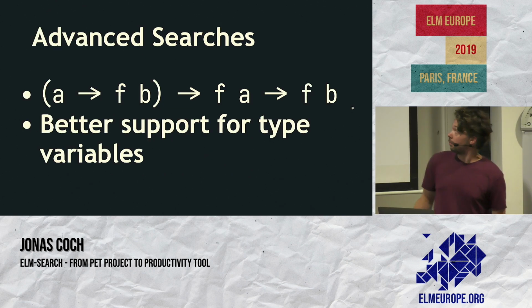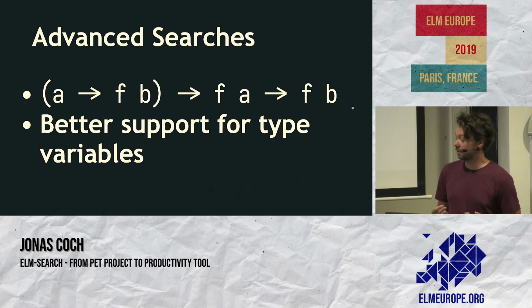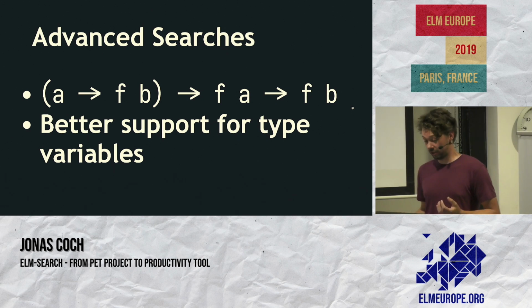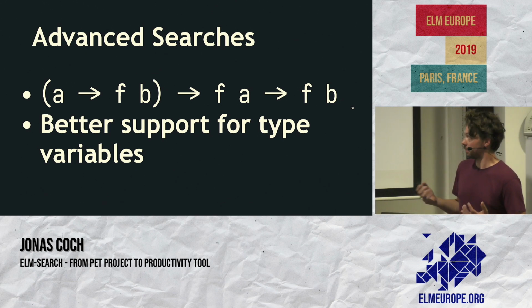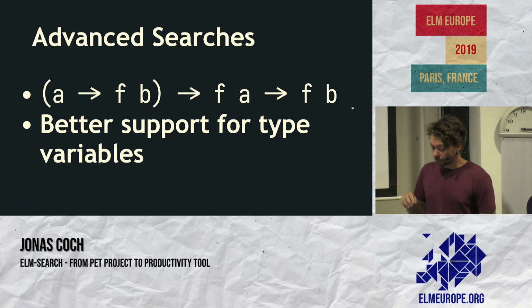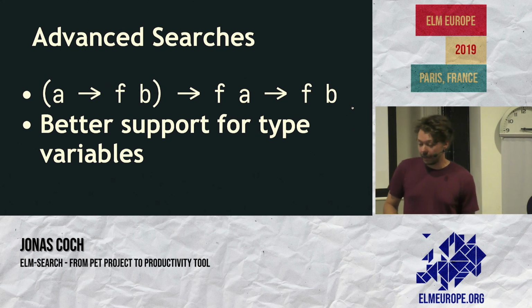And I want to support advanced searches. So Elm is a functional language, but by design it hides some more academic concepts. But more experienced people might still be interested in, for example, which module implements specific type classes. So I'm extending the type search we saw to support queries like that.